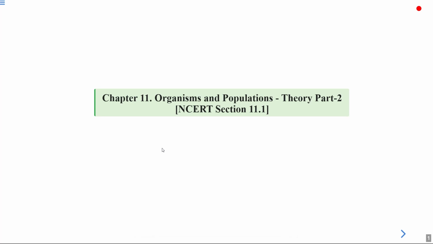Hello everyone and welcome to today's session. Today we'll be discussing the theory related to the chapter Organism and Population. This is part 2 of the lecture, and in this session, we'll be discussing NCERT section 11.1.